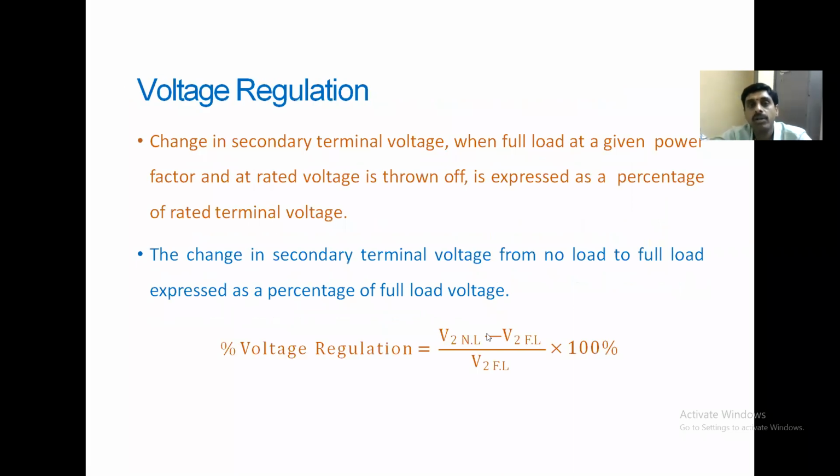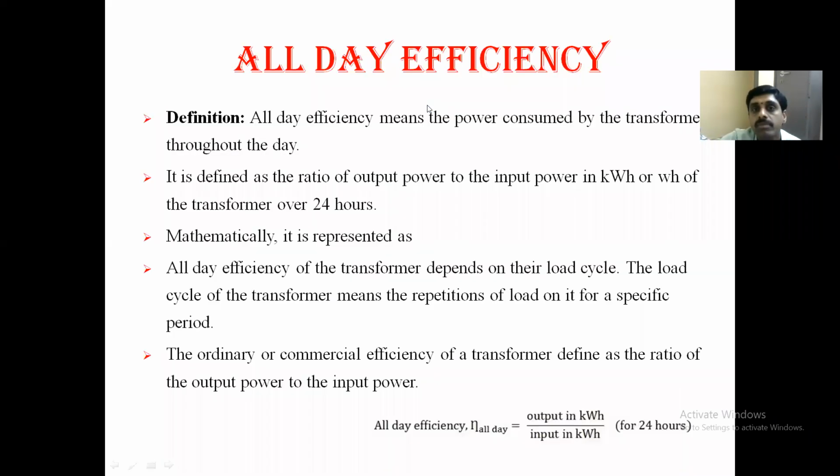So now let us go ahead with our all day efficiency. All day efficiency, because I am taking line to line, I'm not going in a hurry. All day efficiency means power consumed by the transformer throughout the day. It is defined as the ratio of the output power to the input power in kilowatt hour or watt hour of the transformer over 24 hours.